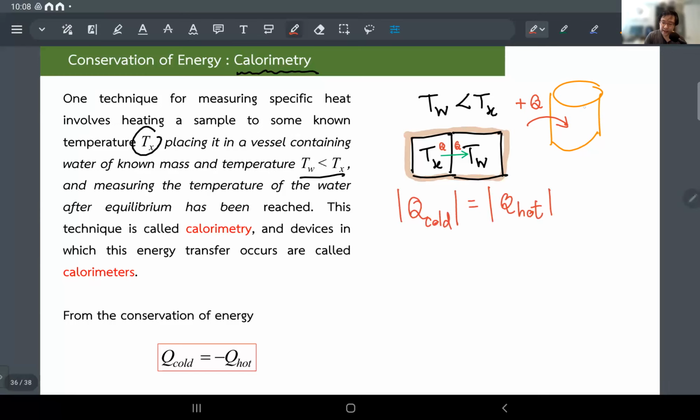And if the system expends some energy, or there's some heat flowing out, we call it the negative direction. So that means in general, the heat must have a sign in front of it to signify the direction of the flow.